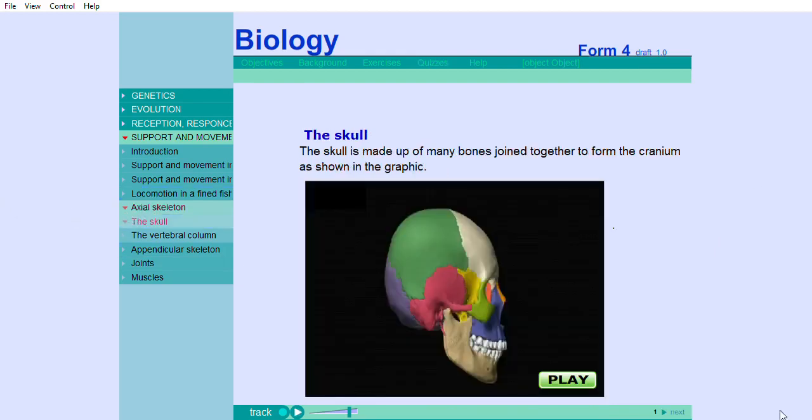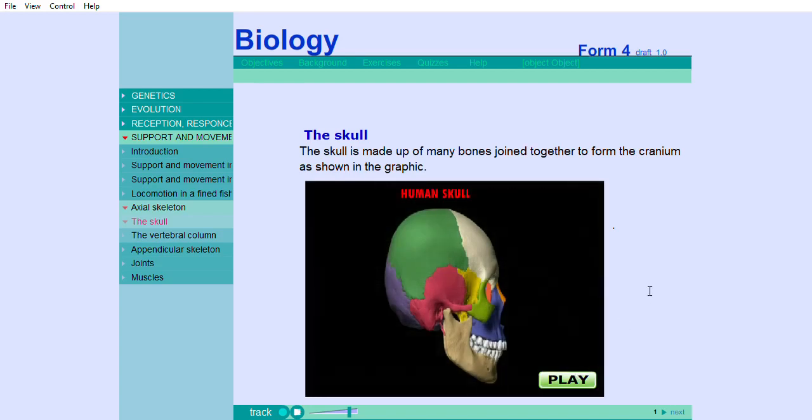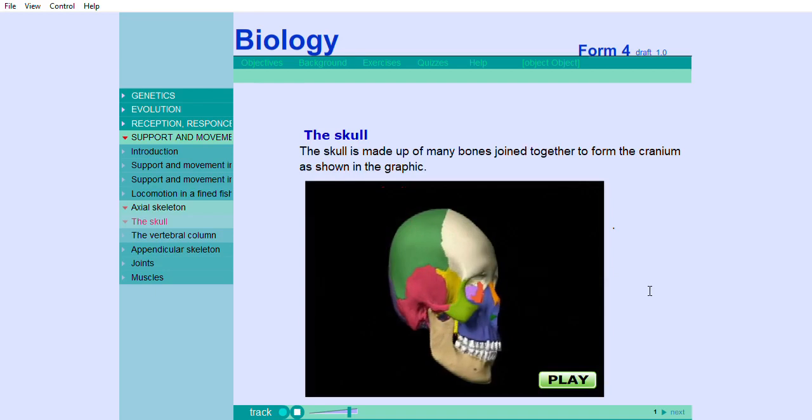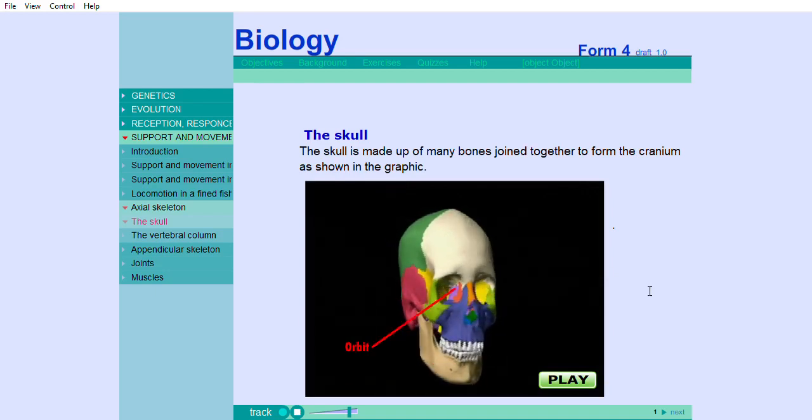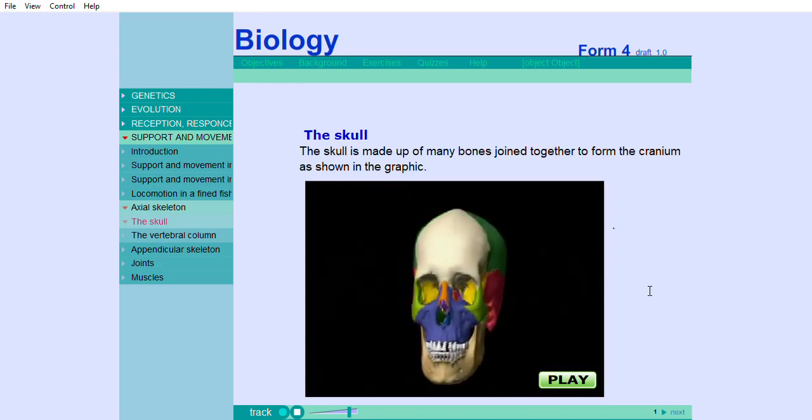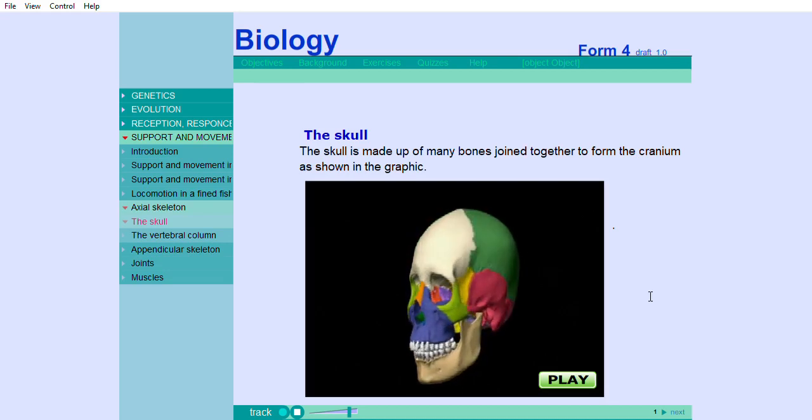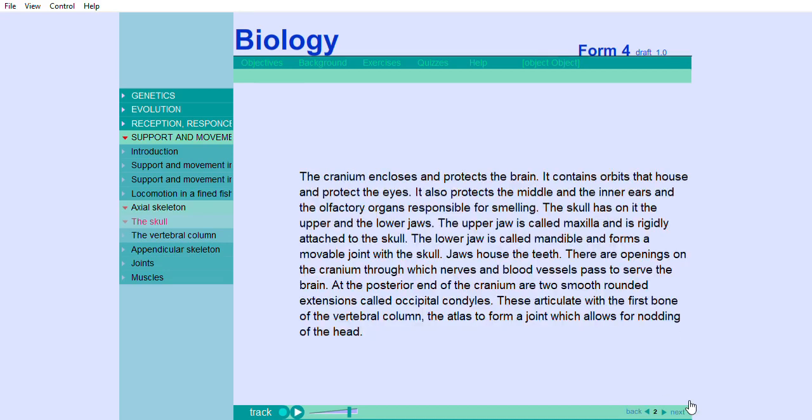The skull. The skull is made up of many bones joined together to form the cranium as shown in the graphic. The illustration shows the human skull. The cranium encloses and protects the brain. It contains orbits that house and protect the eyes. It also protects the middle and the inner ears and the olfactory organs responsible for smelling.